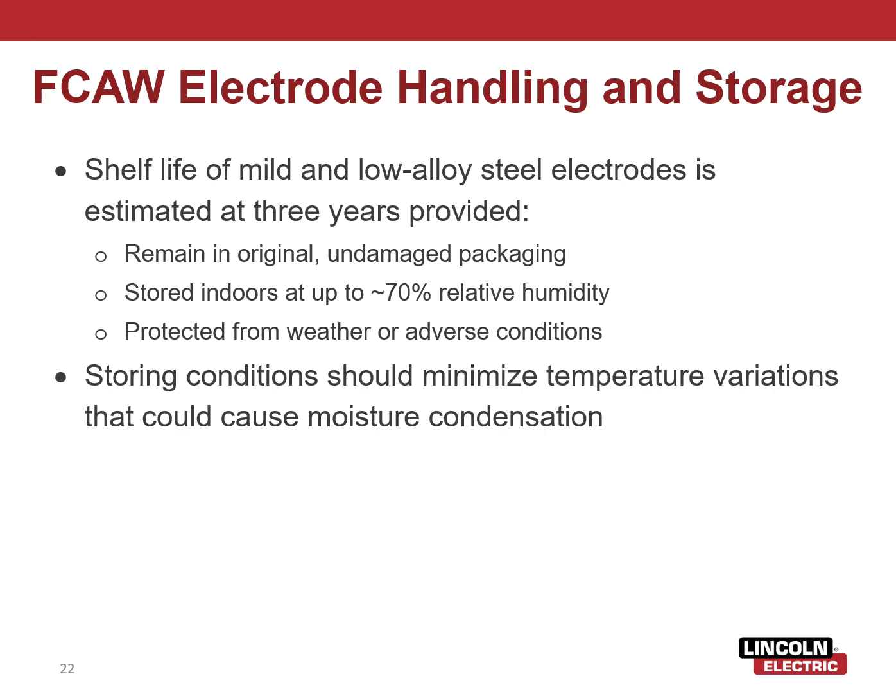So the shelf life of mild and alloy steel electrodes is estimated at roughly 3 years. Okay, so that means they can stay inside their box or packaging for up to 3 years. They should be stored indoor, so you want to keep the humidity to a minimum, and then obviously they should be protected from weather or adverse conditions.